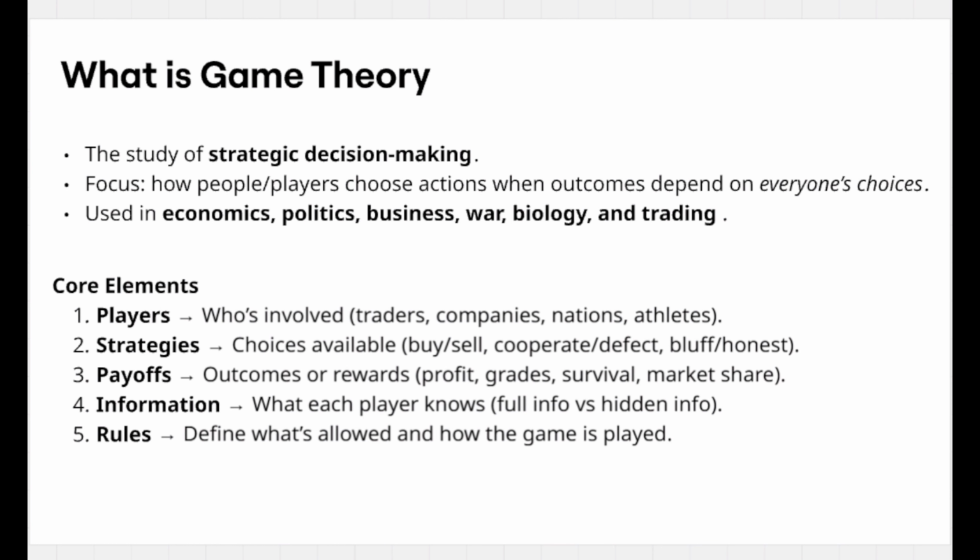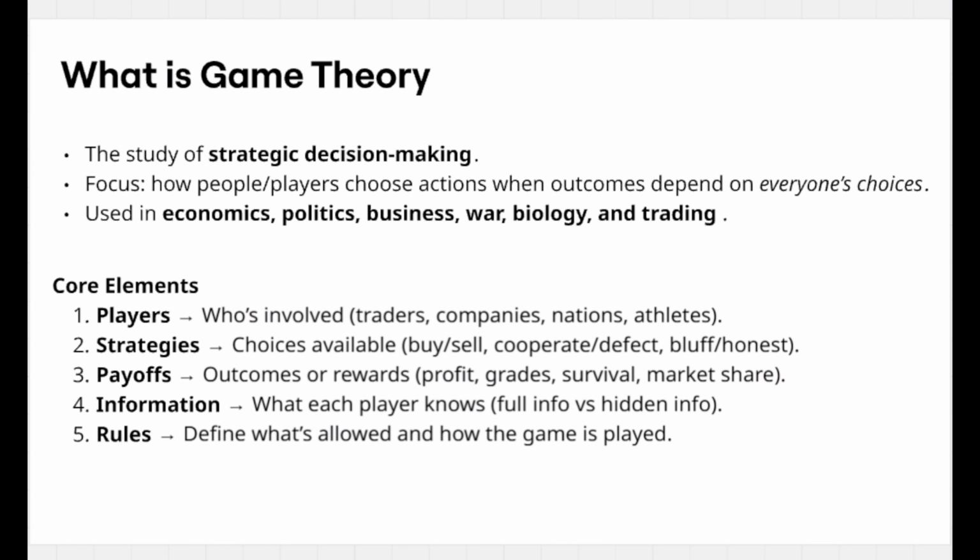Okay, now jumping into the 5 core elements of game theory that tie into trading. One, we need to understand the players, who is involved, in this case traders, companies, nations, athletes. Next is the strategy. We need to understand the choices based on the rules, and based on the rules, we make the strategy that gives us an edge and the highest probability of winning. Next, we need to understand the payoff, what is the outcome, what is the reward. In this case, it will just be profit, survival in the market, market share, or whatever you're trading.